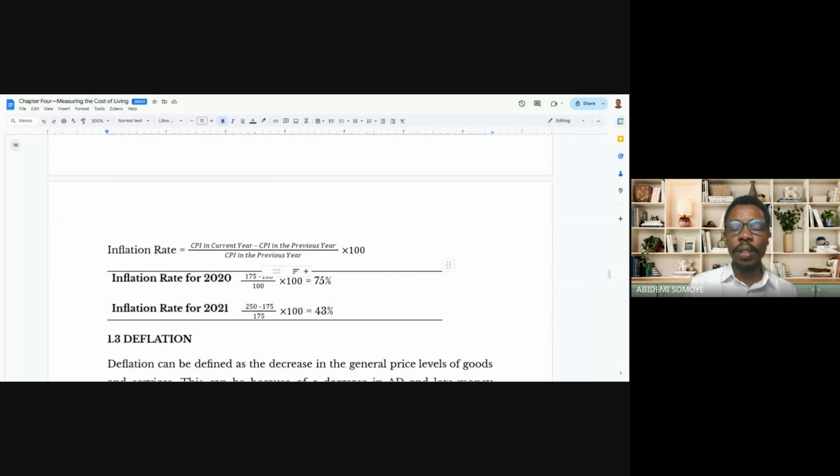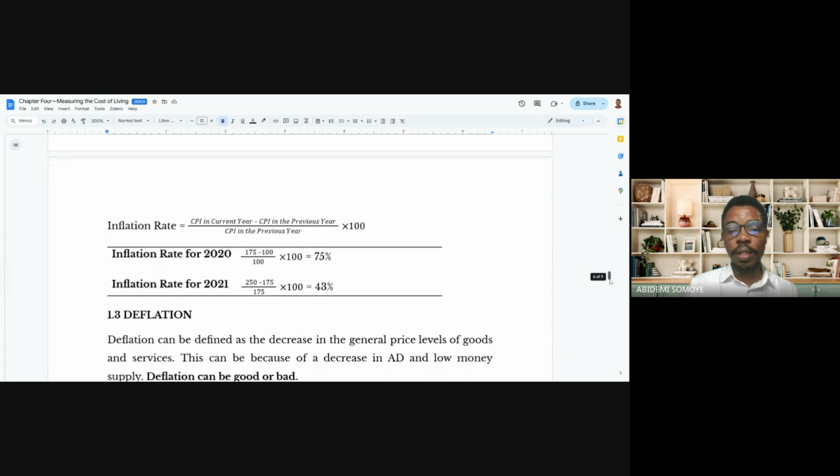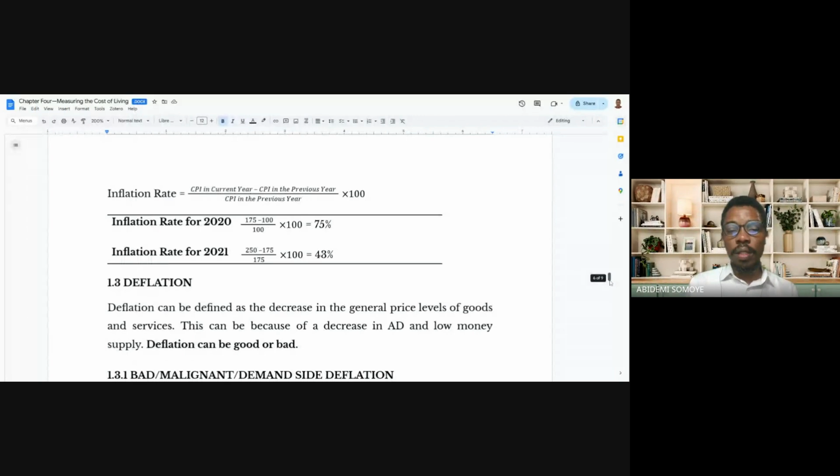You see that the rate at which the prices were increasing fell. Compared to 2020 it is 75%, and compared to 2021 it is 43%. This is not known as deflation. This is known as disinflation, because deflation means you have negative values. So the rate at which the prices were increasing fell from 75% to 43%. This is not deflation. This is called disinflation, right?